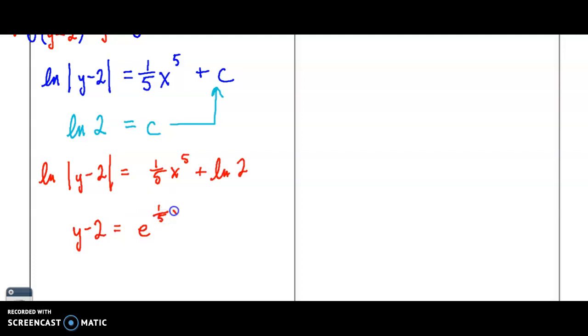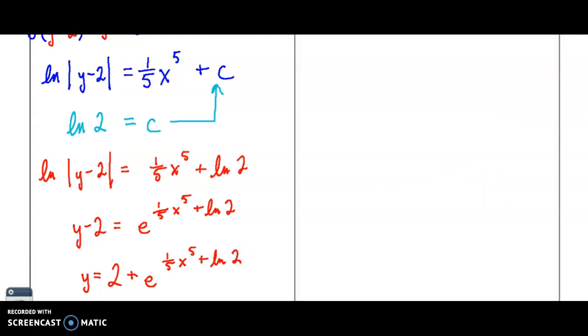If you notice, I'm dropping the absolute value because an exponential function is always positive. It doesn't matter what you have for x, because when you do an exponential function, you'll get the positive. And then how I'm going to leave my answer is I'm just going to write 2 in front. 2 plus e to the 1/5 x to the 5th plus natural log of 2. I believe that's all we need to do in this problem.